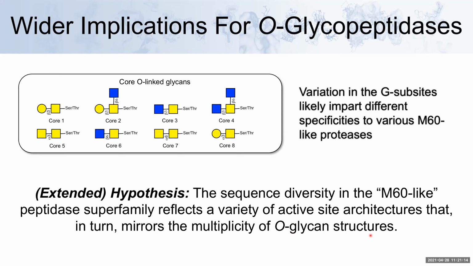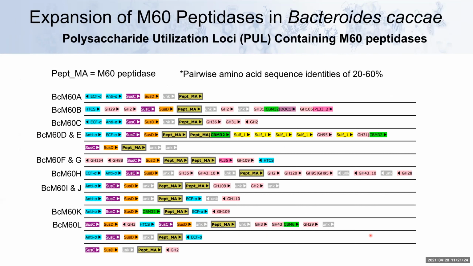And this is where we've been going recently. We decided to tackle this by sampling a lot more of the sequence space. So we're now working on a large number of these enzymes. And what I want to do is focus in on a subset of them that all originate from the same organism. And this organism is Bacteroides cacti.